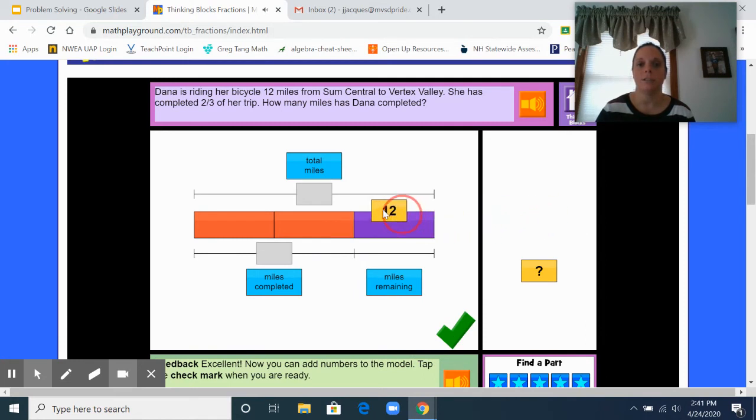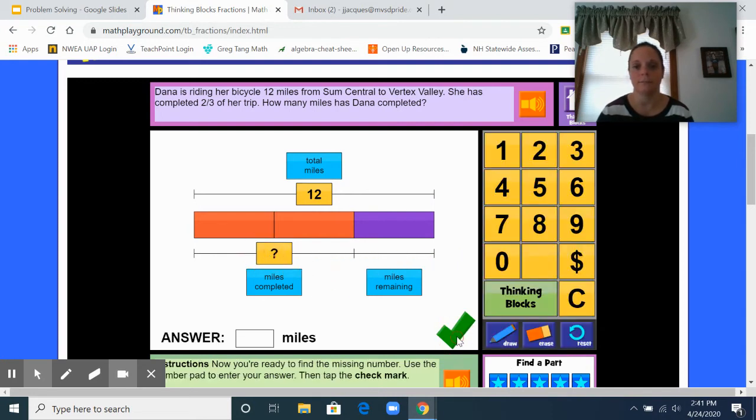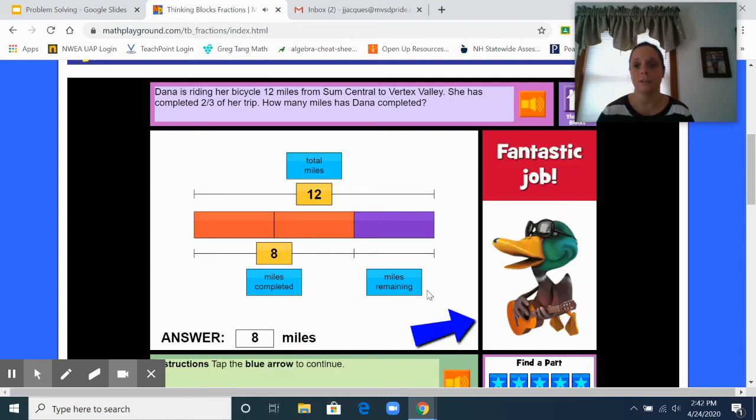I know that she's done 12, and she's completed 2/3, but I don't know how many miles 2/3 is. And so now I can calculate that out. So I know, thinking back to my multiplicative relationship, that I have 3 groups. Each size of my group has to be 4, because 4 times 3 is 12. So 2/3 of the trip would be 4 and 4, or 8 total. So that's the fraction one.